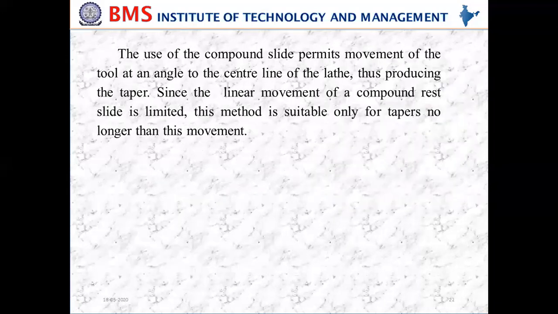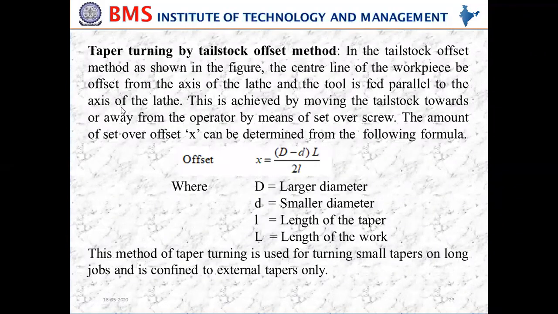The use of the compound slide permits the movement of the tool at an angle to the center line of the lathe, thus producing the taper. Since the linear movement of the compound rest is limited, this method is suitable only for tapers no longer than this movement, so very small taper lengths.